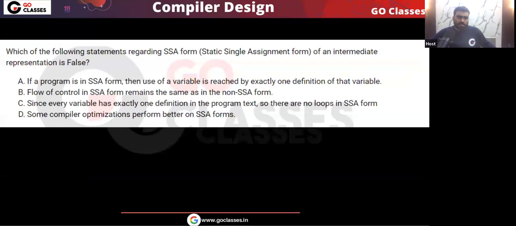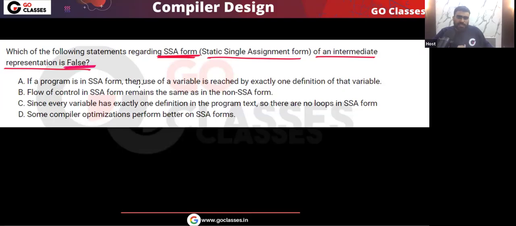Let's solve this question. This is a beautiful question regarding SSA. Do you really understand SSA? Tell me the answer for this question. Which of the following statements regarding SSA form, static single assignment form of intermediate representation, is false? The statement is asking which is false. So tell me the first one.